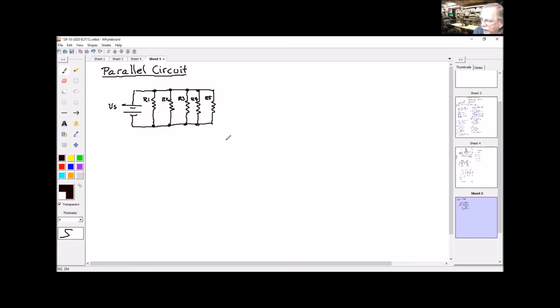I've just drawn it with 5 circuits and 5 resistors. Could be 2, could be 3, could be 4, could be 5, could be 25, whatever. I'll give you a minute to jot down the circuit.